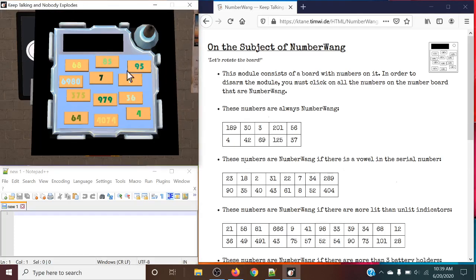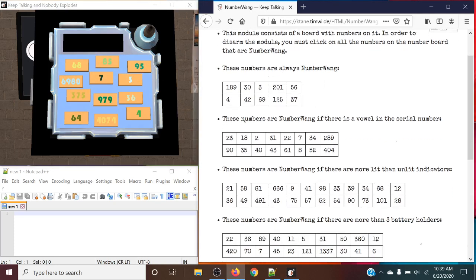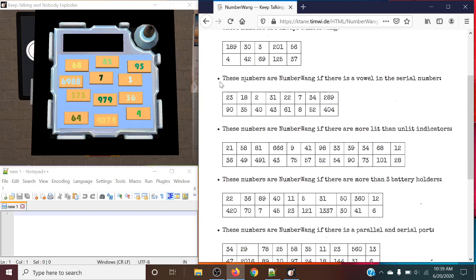So what this module will look like is it will have a board of several numbers on here. What we need to do is figure out what numbers are essentially NumberWang. These numbers will always be NumberWang, and that'll include this list of 10 numbers. And then there are some special rules that we have to look at for other numbers that are potentially NumberWang.